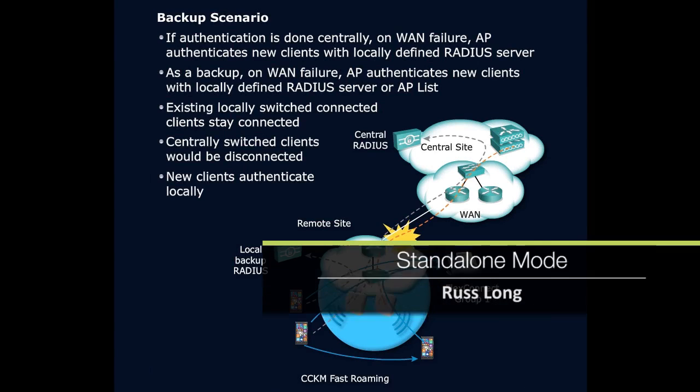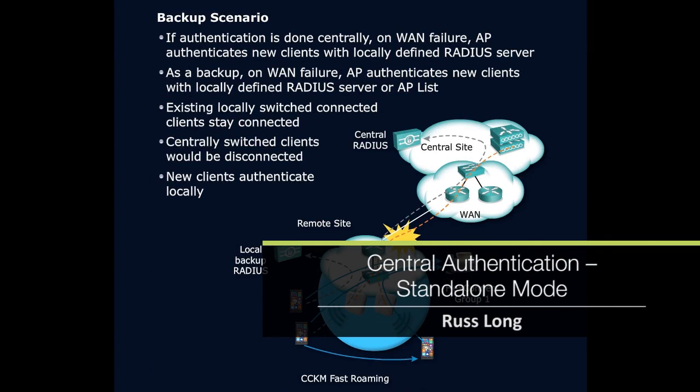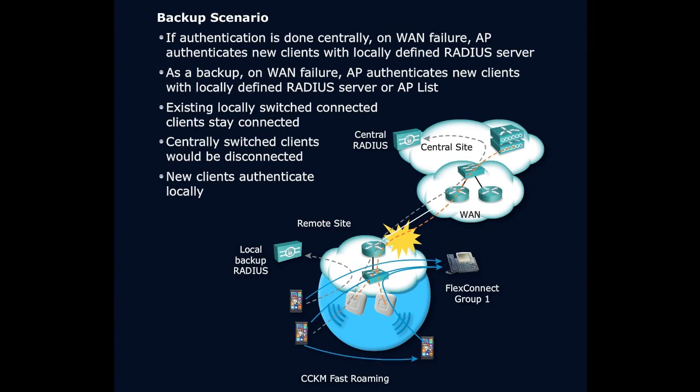So let's take a moment to discuss what happens when a failure occurs in connected mode and we are in standalone mode. What kind of backup scenarios can we have here? So first off, let me grab an arrow. If authentication is done centrally on WAN failure, the AP authenticates new clients with a locally defined RADIUS server right here, locally defined RADIUS server.